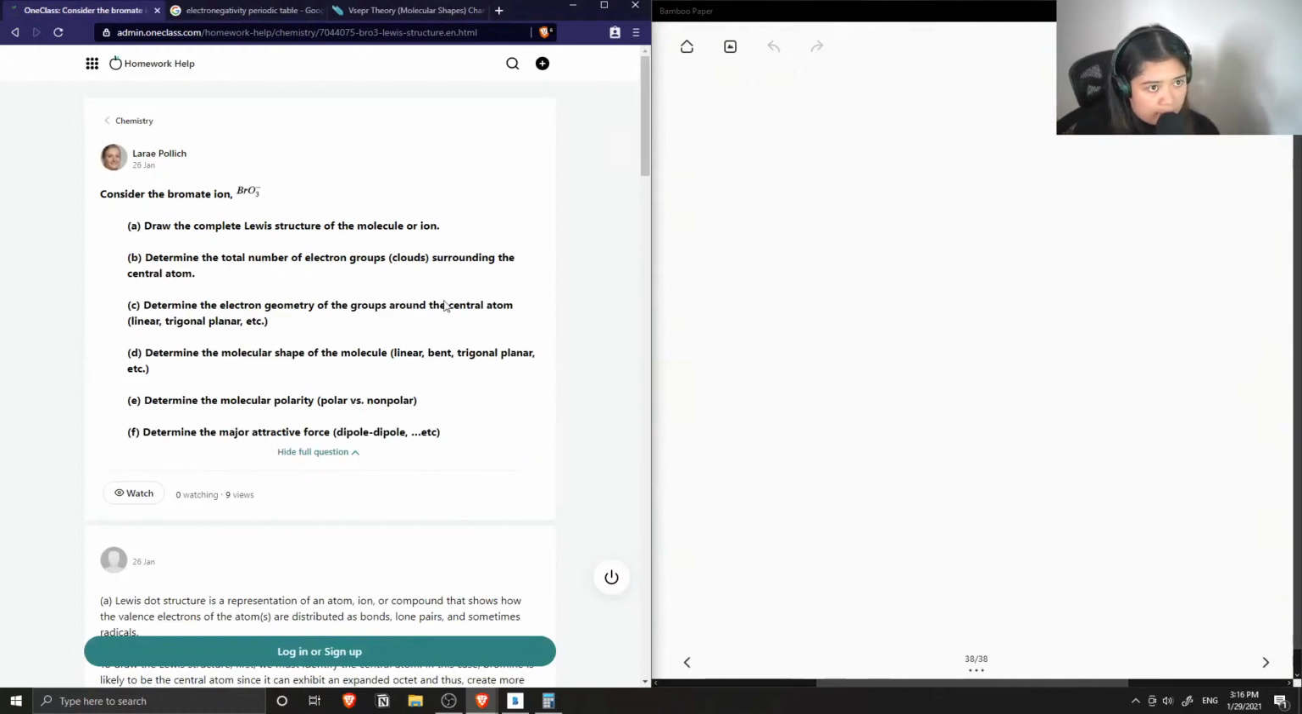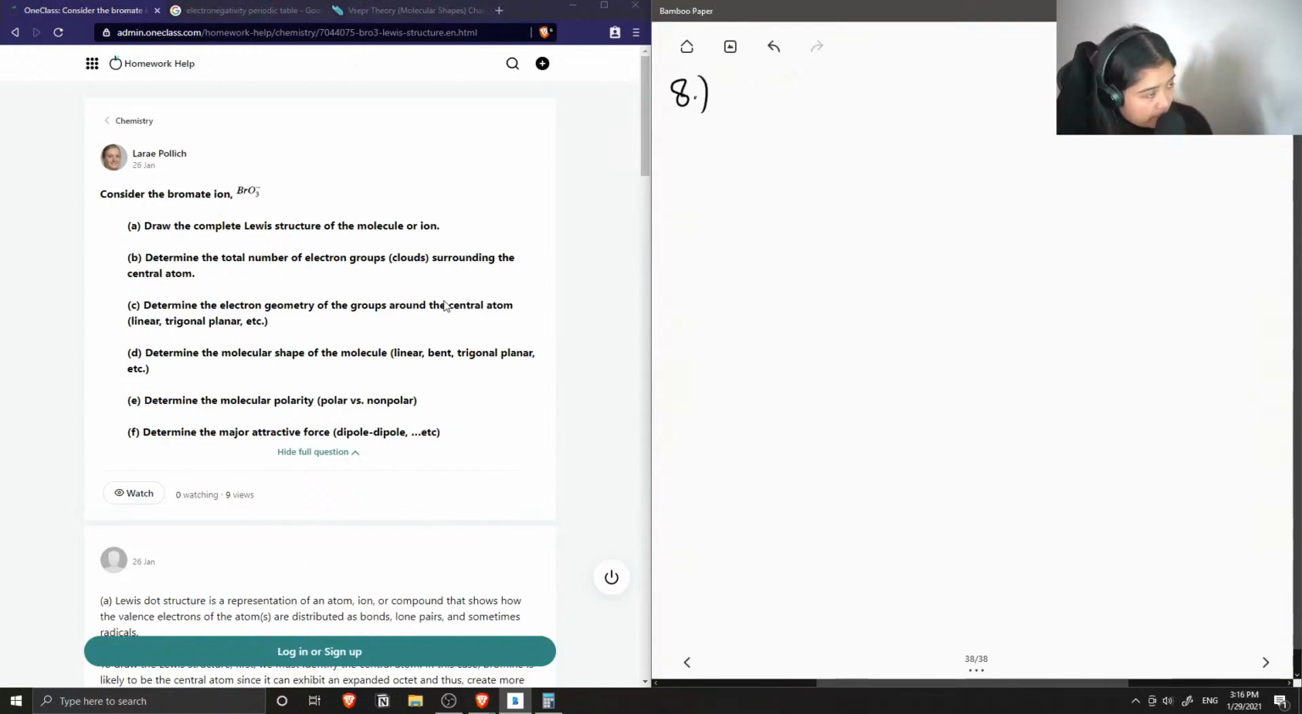Okay, so question number 8 looks like it's multi-step. Consider the bromate ion, BrO3 minus. Draw the complete Lewis structure. Determine the total number of electron groups or clouds surrounding the central atom. Determine the electron geometry of the groups around the central atom. Determine its molecular shape. Determine the molecular polarity, and also determine the attractive force, dipole, etc.